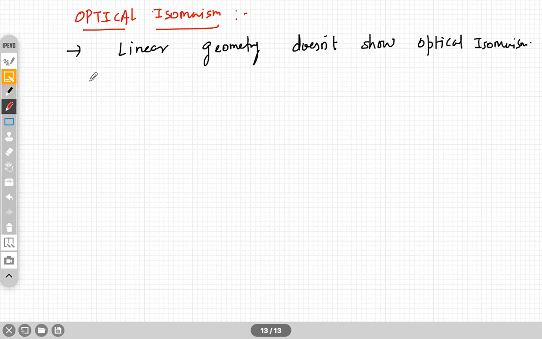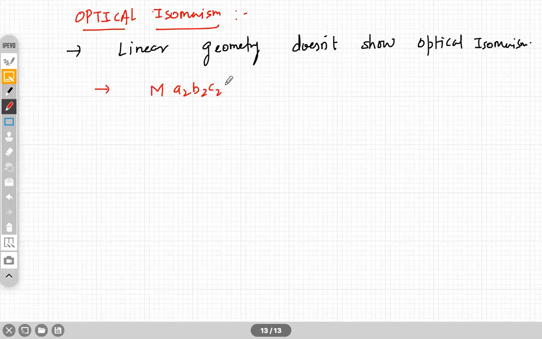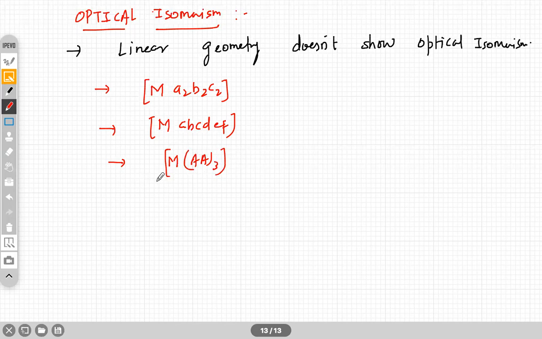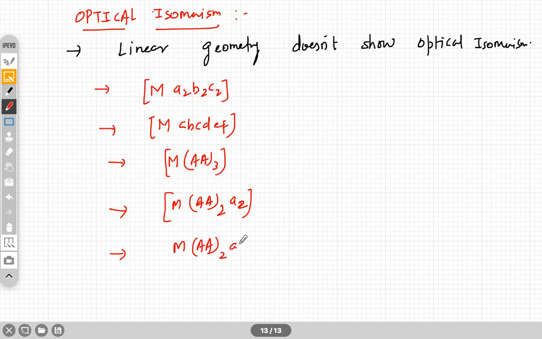I'll write down the general formula of the complex. This type of complex shows optical isomerism. MA2B2C2 type, we have discussed this; one of the combinations shows optical activity. MABCDEF type, optically active. If you have MAA, this is also optically active. M(AA)2 A2, this is also optically active. M(AA)2AB, this is also optically active. MAB3 type, this is also optically active.